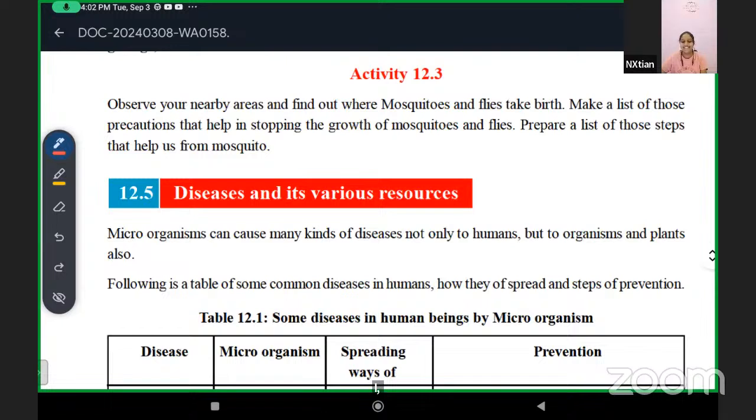But also, mosquitoes reduce... You are muted, Samir.